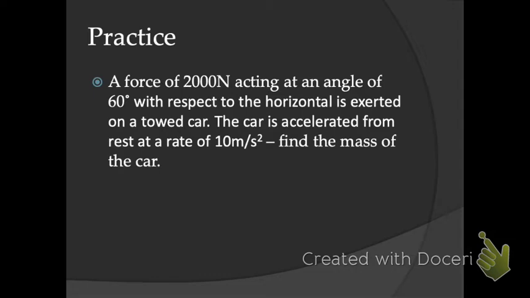We're going to look at an example that says a force of 2,000 newtons acting at an angle of 60 degrees with respect to the horizontal is exerted on a towed car. The car is accelerated from rest at a rate of 10 meters per second squared. Find the mass of the car. Okay, so let's start with the diagram. Okay, remember we just start with the dot.